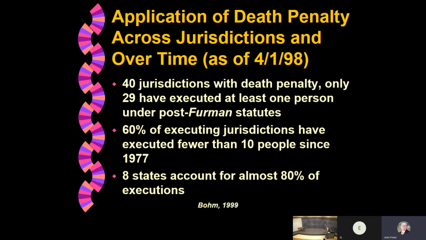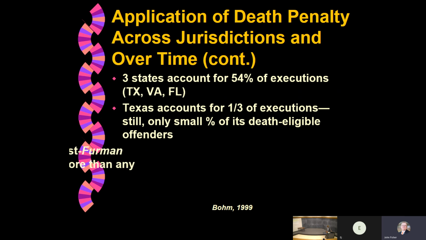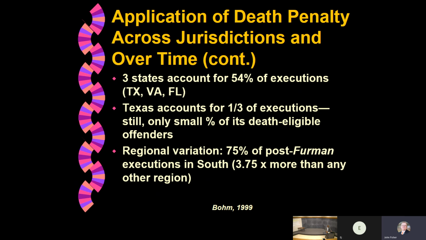8 states account for 80% of all executions year to year. And that includes Texas, Mississippi, Louisiana, Georgia, Florida. You know, Florida's slowing down. Three states account for 54% of the executions: Texas, Virginia, and Florida. And Texas accounts for 1/3 of all executions. But even still, it's just a small percentage of those that are eligible for the death penalty.